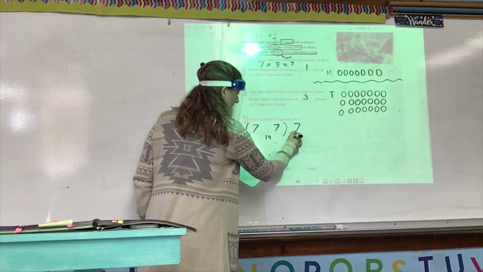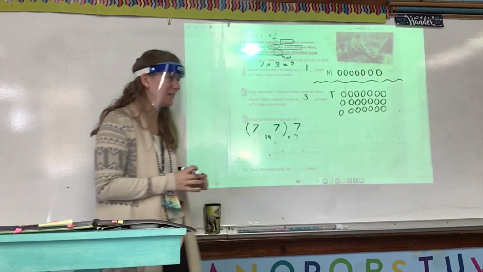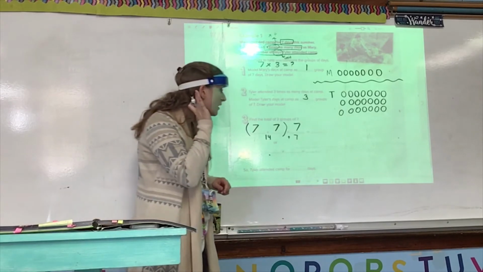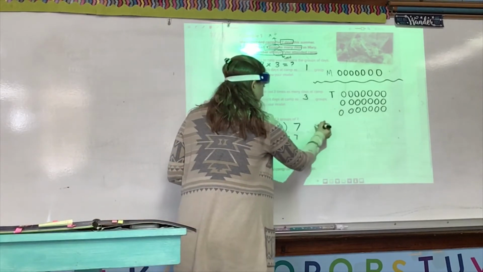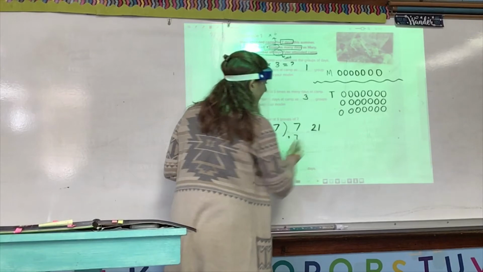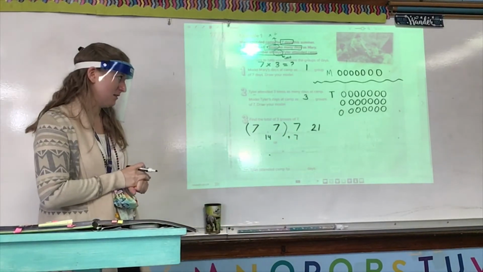And then we bring down the rest of our equations. 14 plus 7 is what? 21. We don't have to do another caret because we can just put that in our answer. 21.